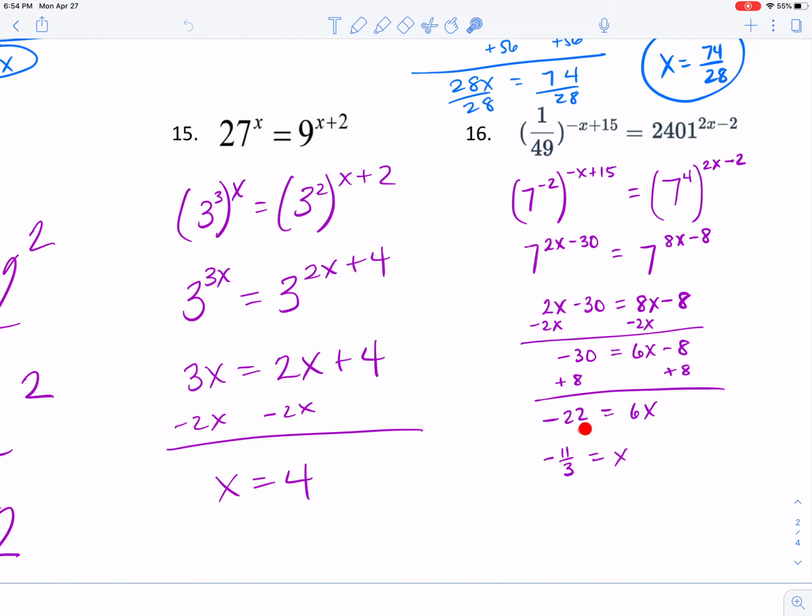If I divided by 6 on both sides, one of you had kept it negative 22 over 6. That's fine. I simplified negative 22 divided by 6 is the same thing as negative 11 over 3.